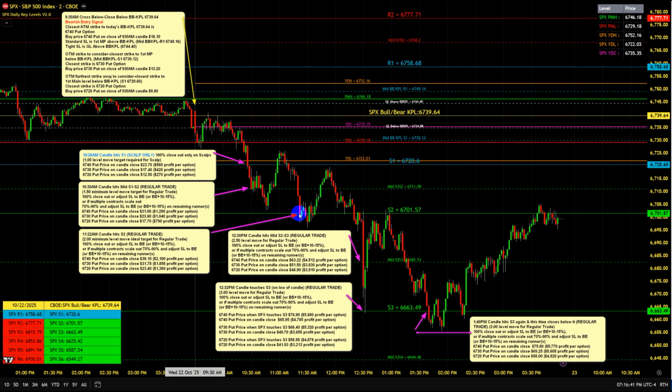Ideally, you'd like to see a 2-level move. That is the ideal target for a regular trade as far as being the ideal minimum target, whereas this is the absolute minimum target.